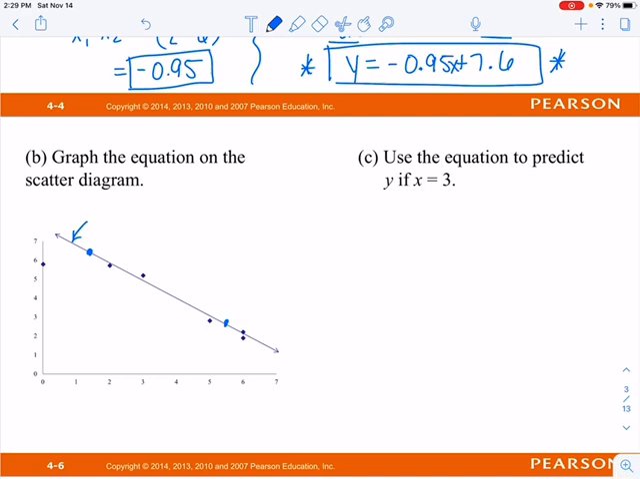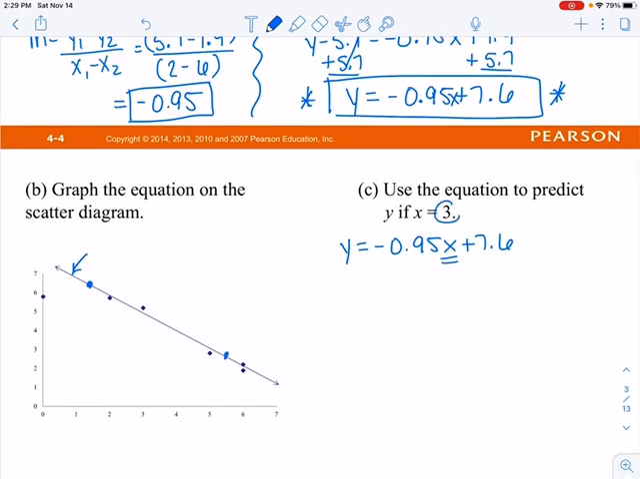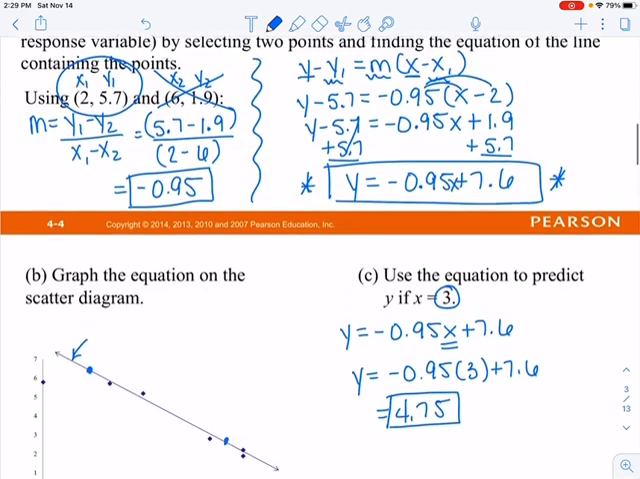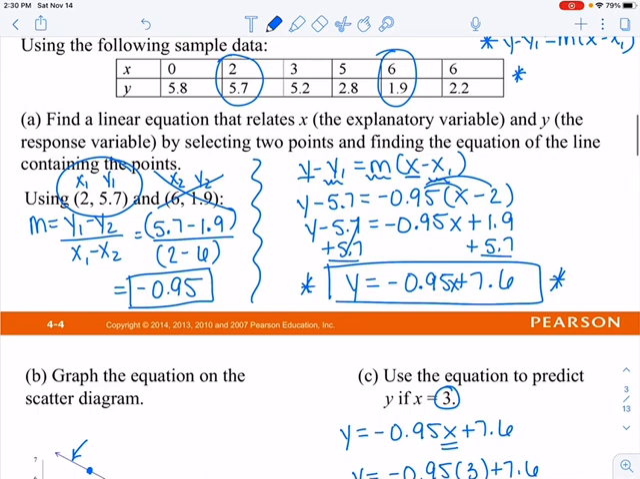Okay, and then for part C, we want to use this equation to predict what would happen if x equals 3. So literally all you're doing here is taking out your x and replacing it with 3. So we're going to have y equals negative 0.95 times 3 plus 7.6. And when you do that, you should get an answer of 4.75.